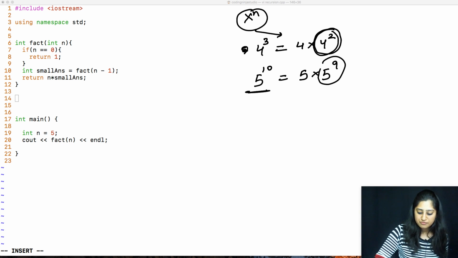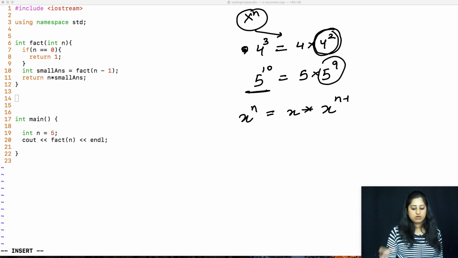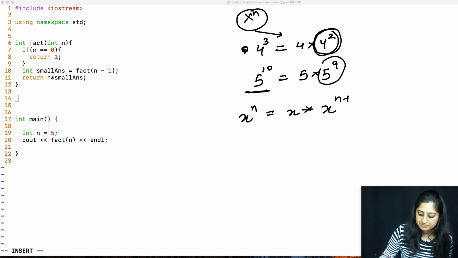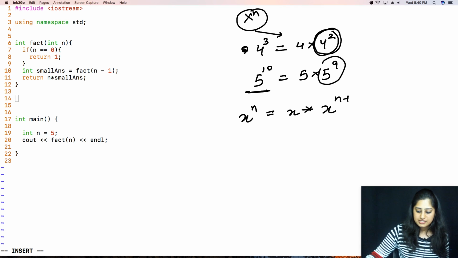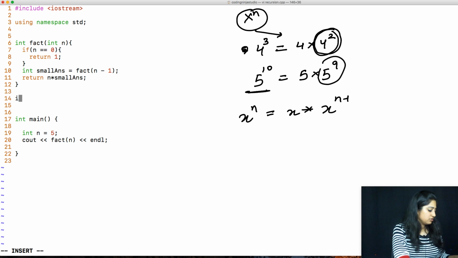So this is our logic. For x to the power n, let's just generalize it. I can write it like this: x cross x to the power of n minus 1. Okay, so let's try and write code for the same. If I have to write it, we need to return the answer. I'll call my function power.